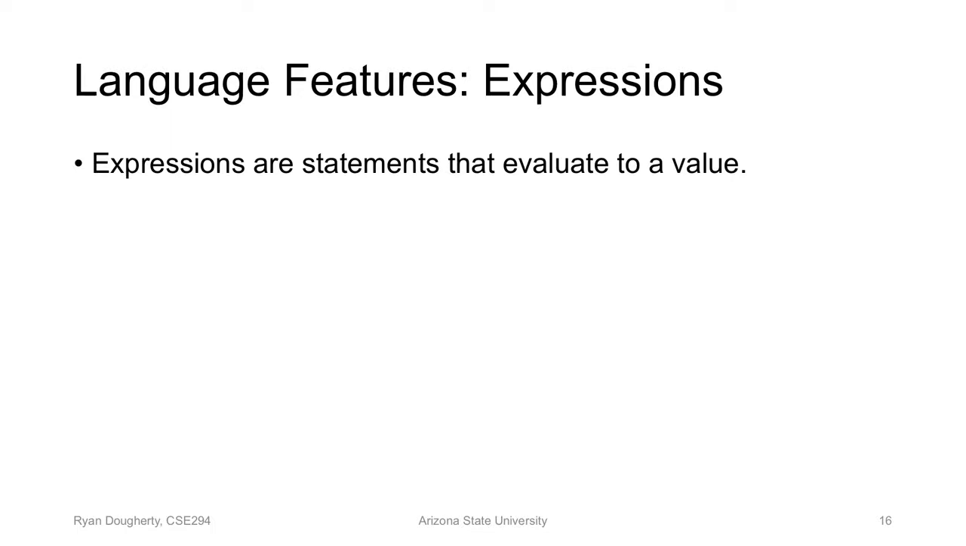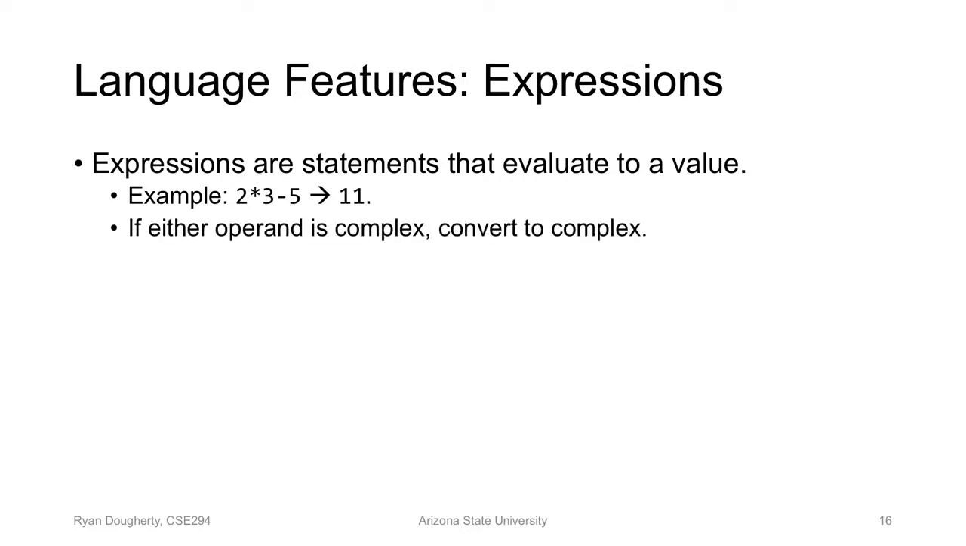2 plus 3 is an expression which evaluates to 5. 5 times 3 is an expression which evaluates to 15, etc. So obviously we can have mathematical statements like 2 times 3 minus 5, and the value of that is 1. If either operand is the complex type, it'll convert to complex. We're not going to be using complex a lot, but it's worth noting that some types will implicitly convert to other types.